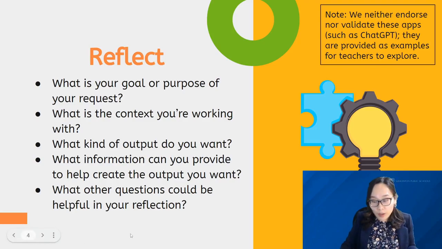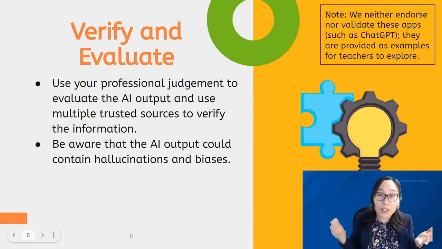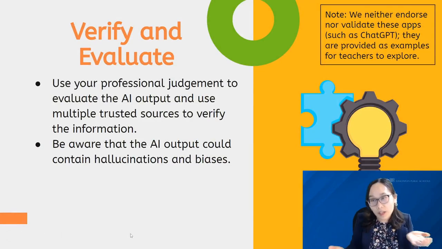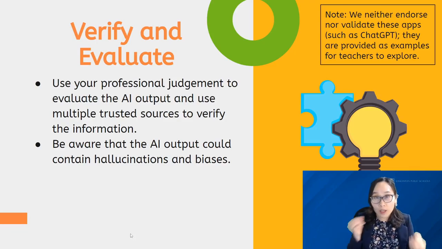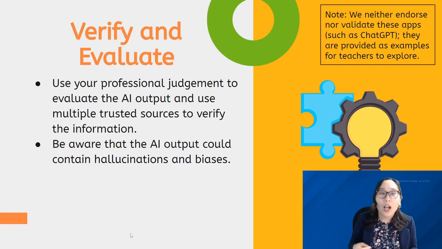Now, when you finally do get your output, just note that it's important to, of course, verify and evaluate it. So I'm not just going to take this and copy and paste it directly in. I'm going to read through it and decide, is this really fitting with what I wanted originally? As well, if there's any information you're pulling from it, check multiple trusted sources to verify that information. And just know that the AI definitely can output misinformation. Often we call those hallucinations. It might have biases in it as well. And so, again, check that information and ask yourself, is this output what I was looking for?